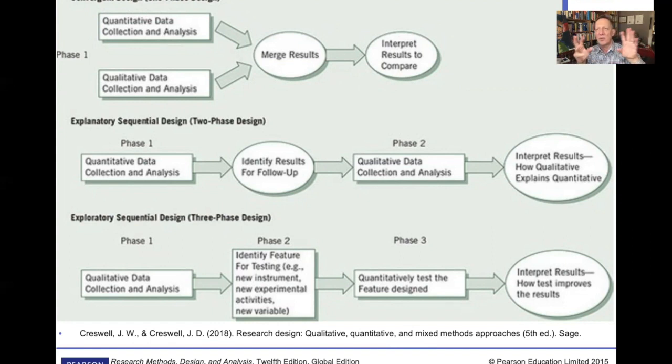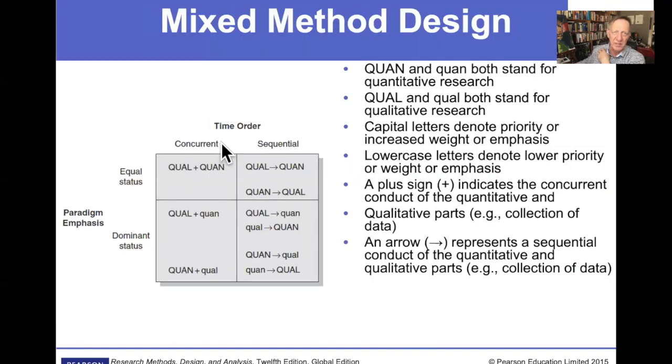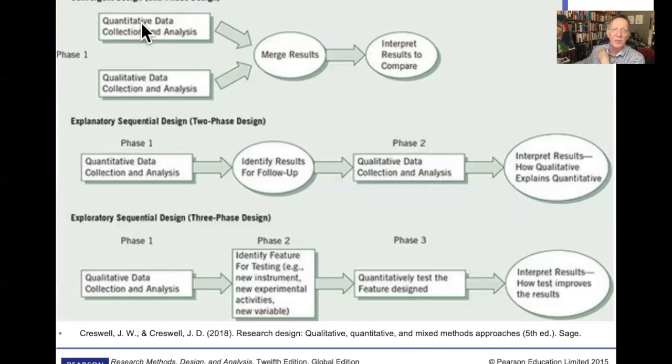This is an example of three basic designs based on the previous table. The first one is a one-phase design, so you can imagine it's a concurrent one with equal emphasis on quantitative and qualitative data analysis. Results are merged and then interpreted, results are compared and so on. That's the convergent design or the one-phase design.